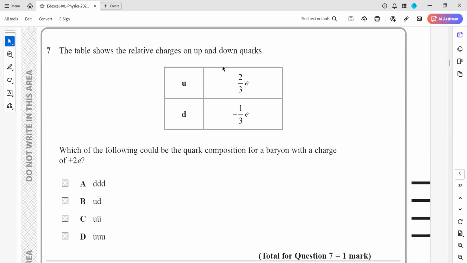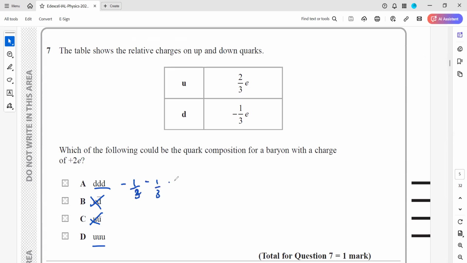Which of the following could be a quark composition for a baryon with a charge +2e? But C and D are not baryons, C and D are mesons. So these are the baryons. For down, it is minus, for up, it is +1/3. So -1/3.